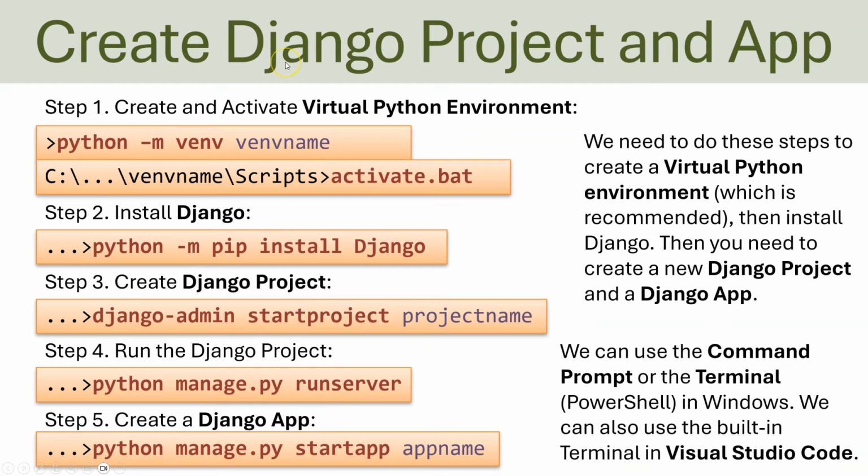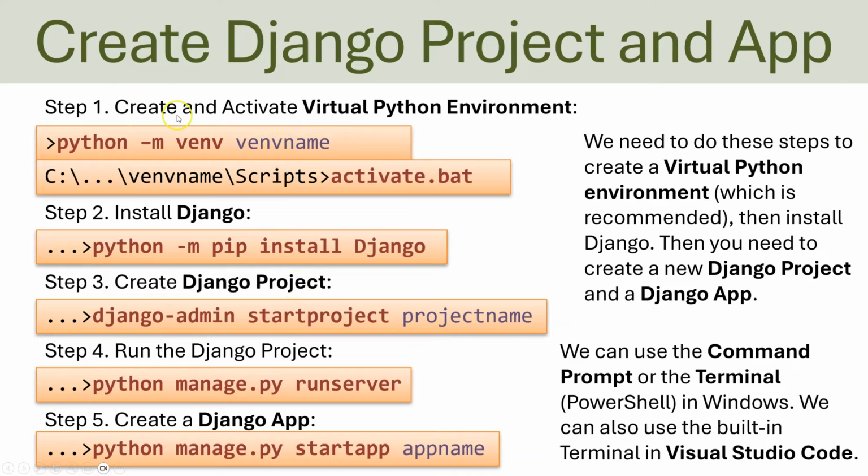So in order to create a Django project and an application in Django, we need to follow these steps. Step number 1 is to create and activate a virtual Python environment. Step number 2 is to install Django itself. Then we just use this pip command, which is part of Python. Then we need to create a Django project using this command. And then we need to specify a name of our project. And then we can run the Django project to make sure that everything works as expected. And then finally, we can create the Django app itself. And a Django app, you can create multiple Django apps in a Django project. But we will do this step by step.